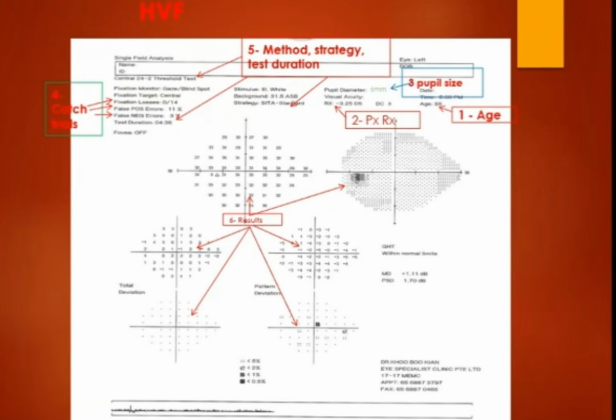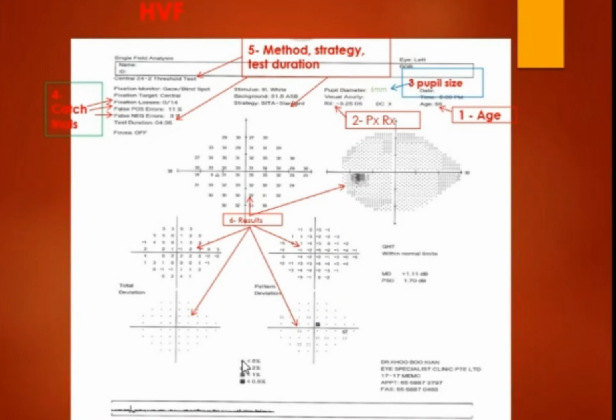Then we'll have the probability plots. Under the total deviation, we have the pattern deviation probability plots. It uses symbols to tell us about the depression seen in the total deviation. Same as the pattern deviation probability plots, it also uses symbols to tell us about the depression seen in the pattern deviation. Okay, so you can see the symbols here. This one looks like 4 dots. This one looks thicker, this one looks thicker, and this one looks very thick.